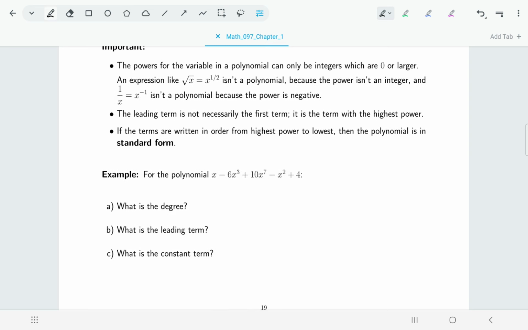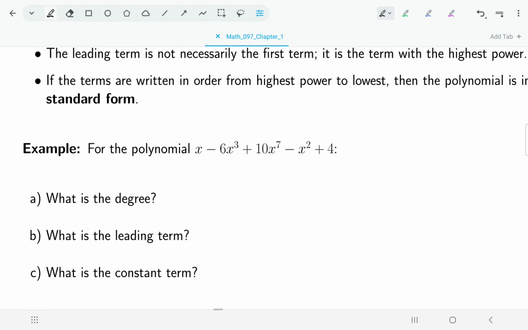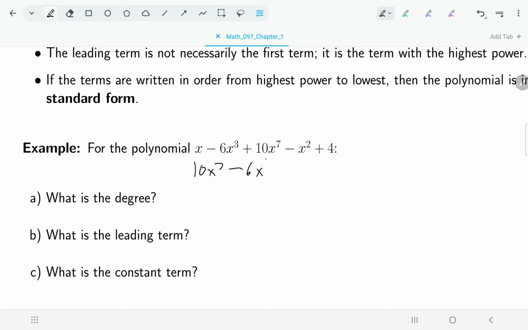So for this little example that we have here, we've got a polynomial, and currently it's not written in standard form. It's not written from highest power to lowest, which is probably a good idea for us to do before we answer the questions about the degree, the leading term, and the constant term. So if I were to rewrite this, I would start with my highest power of x, so 10x to the 7, and then the next highest power is the cubed power, then the squared power, then x, and then 4.